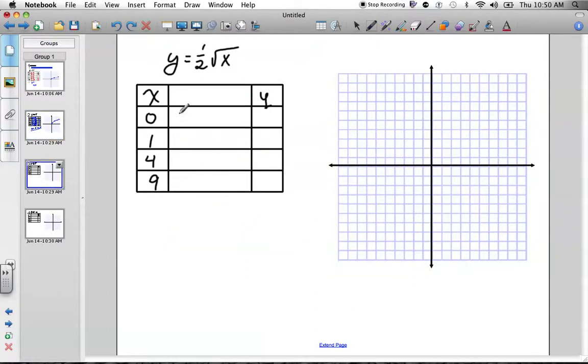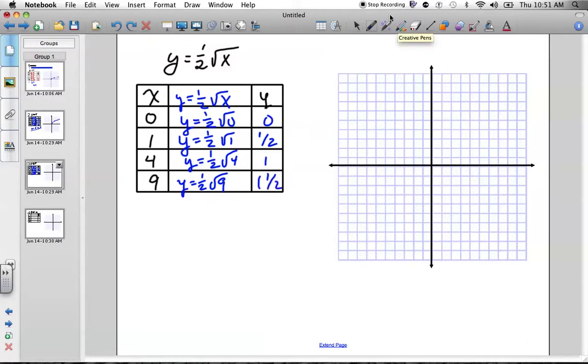Let's take a look at another one. This one's y equals 1/2 times the square root of x. And so when we do this, square root of 0 is 0. Half of 0 is 0. When we put in 1, the square root of 1 is 1. Half of 1 is 1/2. When we put in 4, the square root of 4 is 2. Half of 2 is 1. And when we put in 9, the square root of 9 is 3. Half of 3 is 1.5.